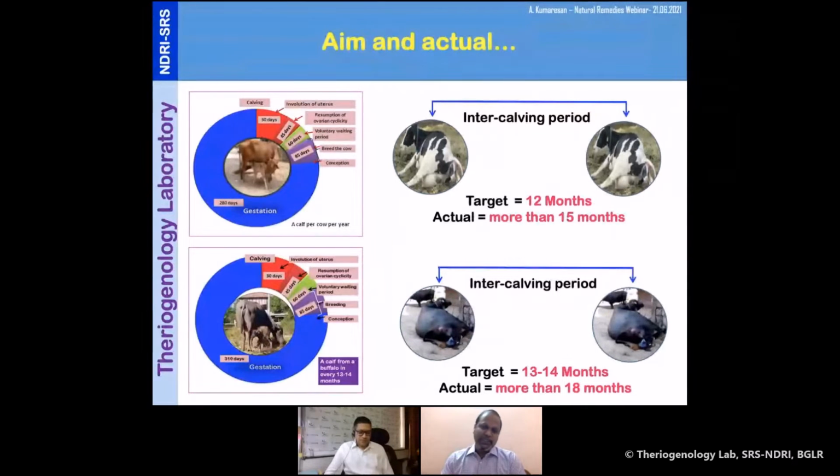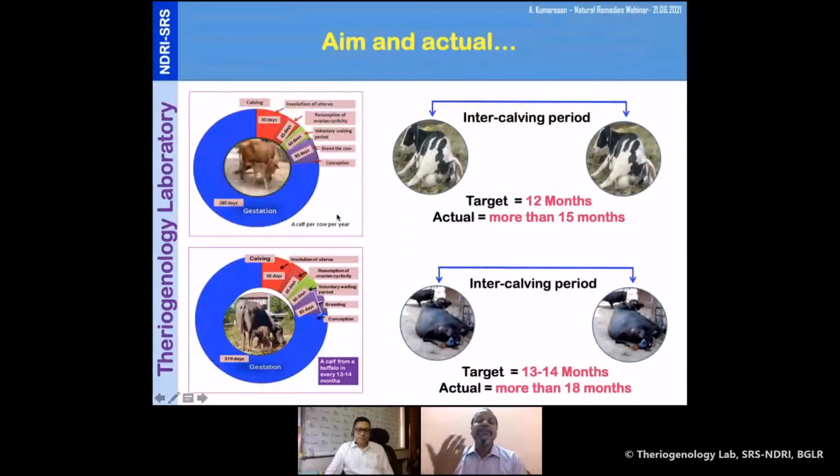To maximize reproductive efficiency, the target for the farmer is one line, you can say six words: a calf per cow per year. It looks very simple, but it is not so. Even farms which own a lot of machinery and automation, everything, there also it is very, very difficult and it is seldom achieved.